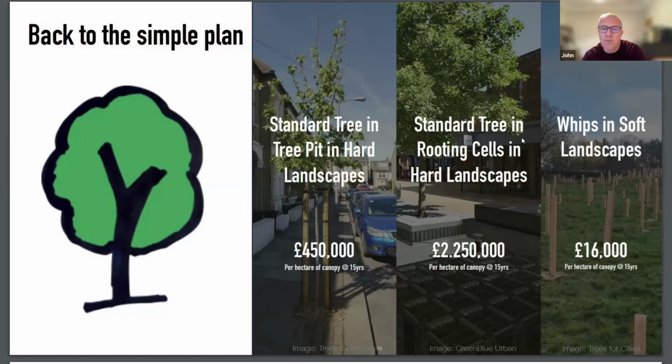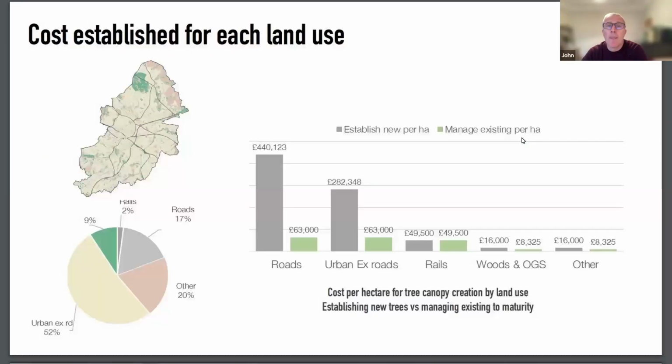And on that basis, standard trees in pits, normal street trees, if you will, £450,000 a hectare. If you throw rooting cells into the mix, then that jumps to 2.2 million. And if you go for whips in soft landscapes, just £16,000. Pretty big variation. Next slide, please.